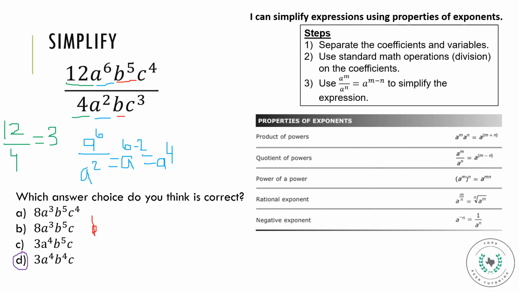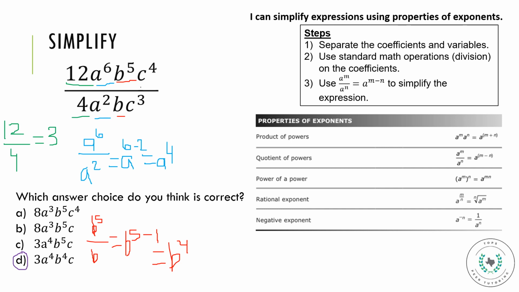B to the power of 5 over B. Remember, whenever something doesn't show an exponent, that is the same thing as saying it's an exponent of 1. Because by saying exponent of 1, you're just saying that the number is there. So in this case, it's 5 minus 1, which is what gives you that B to the power of 4.